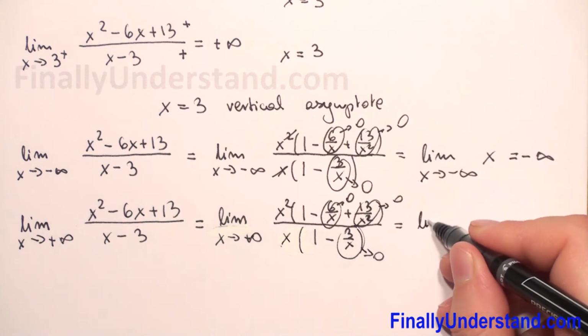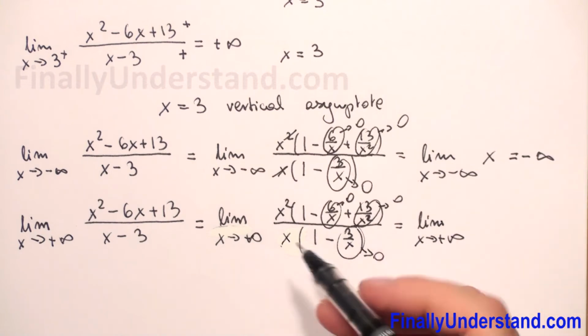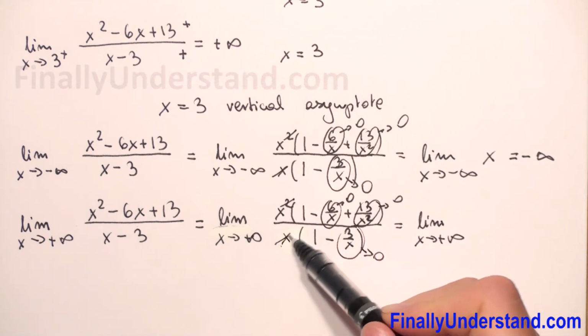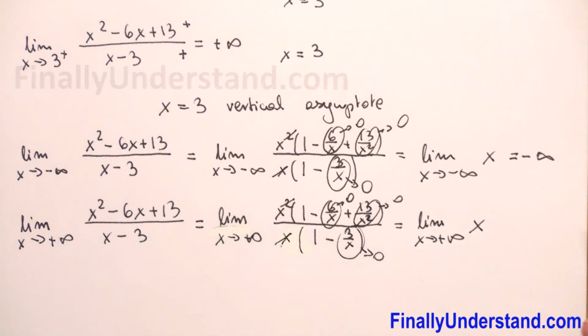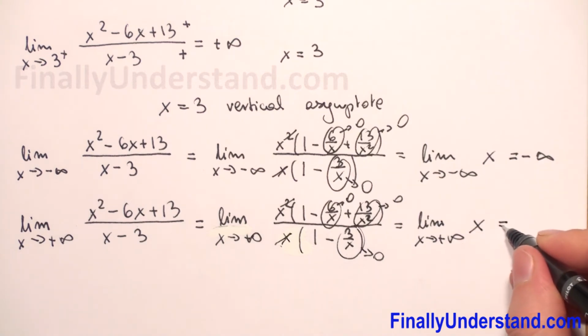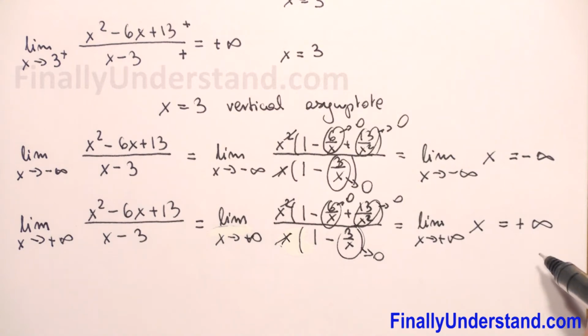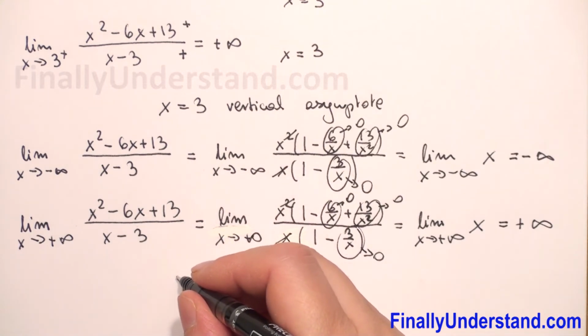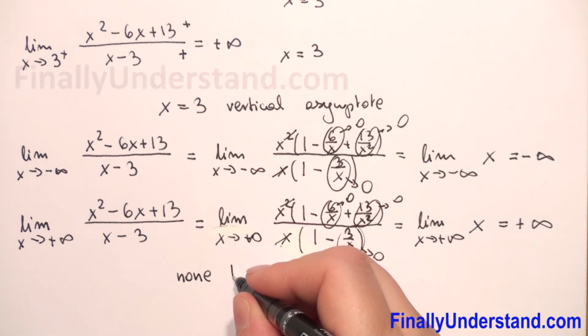So we have limit as x approaches positive infinity, and we can reduce square with x, of x. So x going to positive infinity, so our limit is positive infinity. So we don't have horizontal asymptote on the right side too. So we can write that we have no horizontal asymptote.